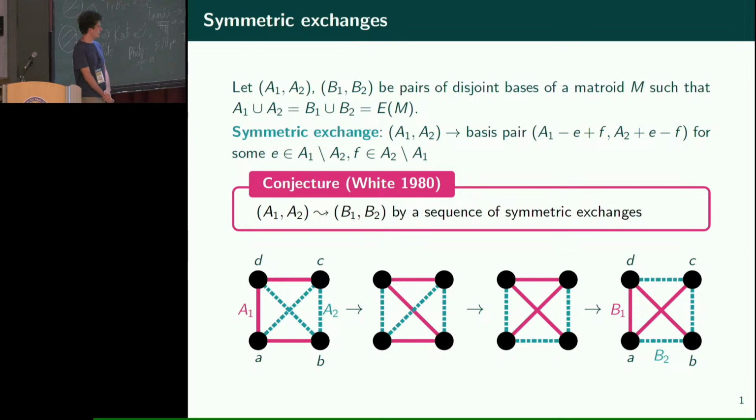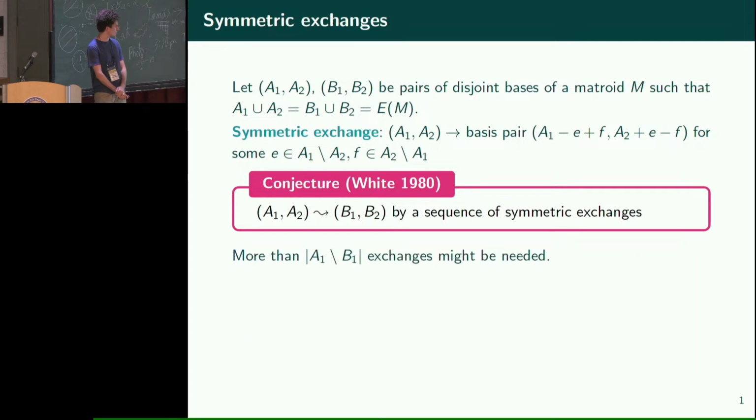One reason why this conjecture is difficult is that we can keep on doing exchanges, but it's not clear what quantity improves if we do these exchanges. How do we get closer to the final basis pair?